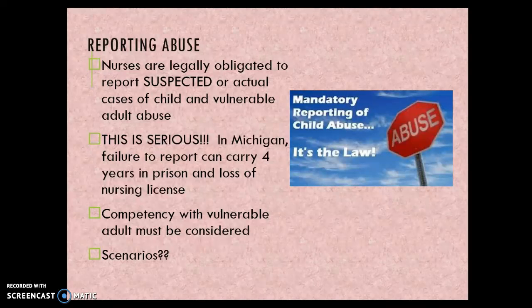Competency with vulnerable adults must be considered. Over here you can see mandatory reporting of child abuse. It's the law. So what are some things where you can see yourself in a sticky or hard situation? I think we talked about it in class: what if your niece or nephew comes to you about your brother or sister? It's going to be difficult. But if that child gets to the age of 18 and turns you in, and it's proven that you knew, you can basically kiss your whole career goodbye.